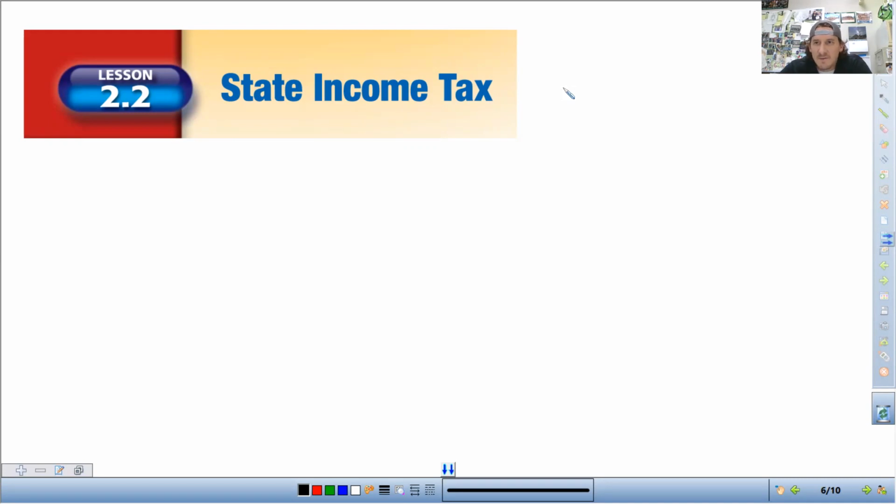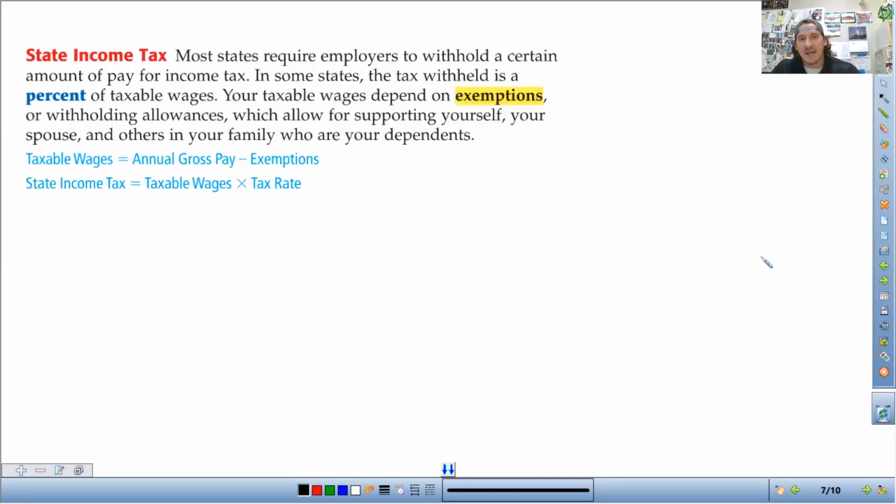The last lesson we dealt with federal income tax, which is taxes at the national level. So we're moving down to state income tax and how the income tax works for each state. Something to keep in mind, how this is calculated is generally the same from state to state, but the tax rate is going to be different depending on how much money you make and what state you live in. So this is just a generalization.